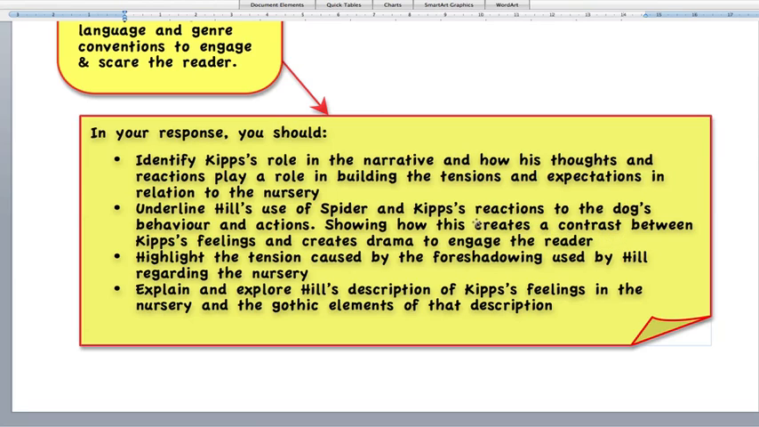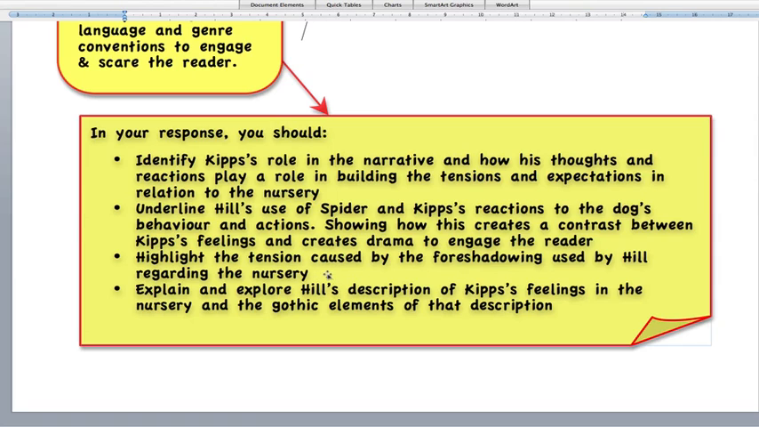And then of course there's this idea of the tension and foreshadowing used by Hill regarding the nursery, that it's a place that Kipps can't get into, that seems to be always locked, the only place that doesn't have a key. What's behind the door? Again, what we don't know about causes fear, causes tension.